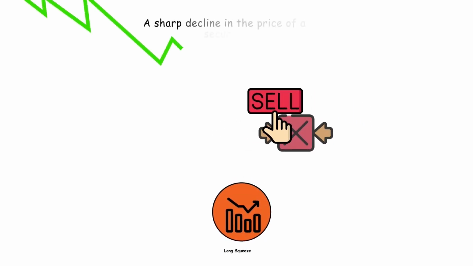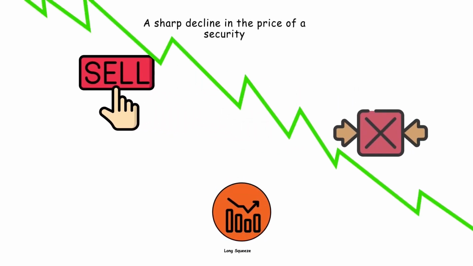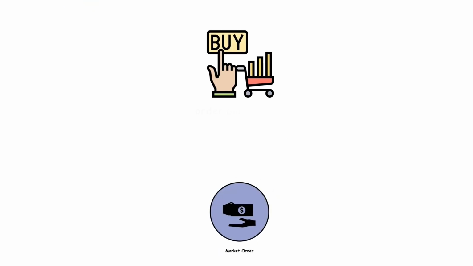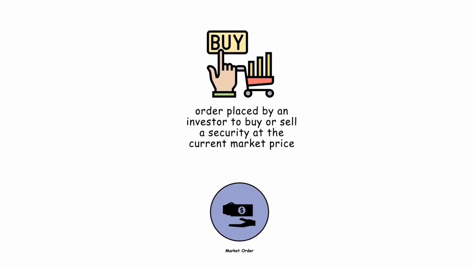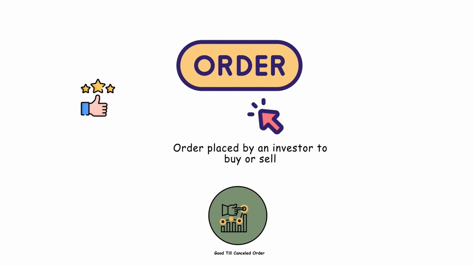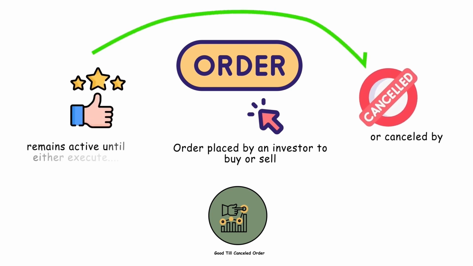Long squeeze. It occurs when there is a rapid and sharp decline in the price of a security that is heavily owned by long investors, causing them to sell their positions to limit losses or meet margin calls. Market order. This is a type of order placed by an investor to buy or sell a security at the current market price. Good till cancelled order. This is a type of order placed by an investor to buy or sell a security at a specified price that remains active until either executed or cancelled by the investor.